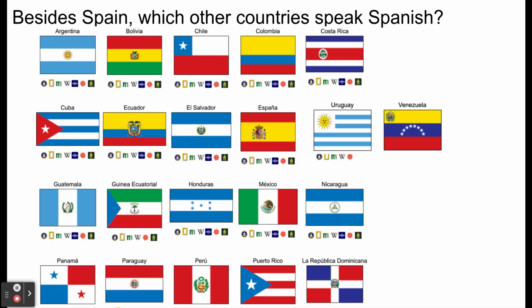So besides Spain, which other countries speak Spanish? All of these countries speak Spanish and more. There are countries in the Philippines and different places that also speak Spanish, but these are the main ones.